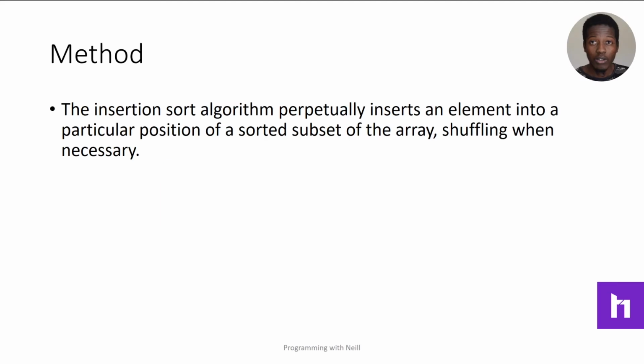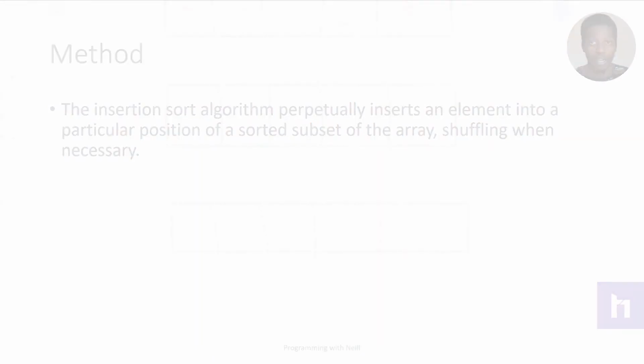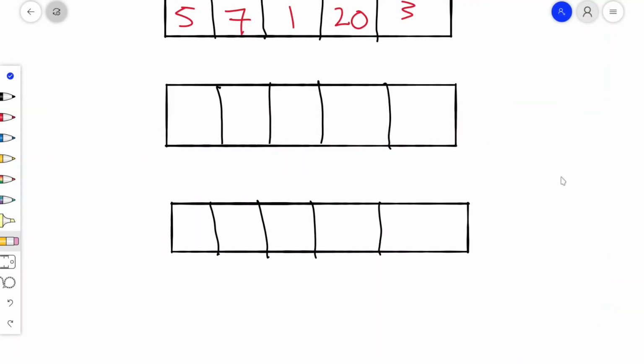The insertion sort algorithm sorts an array by inserting an element in a particular position in a sorted subset of the array. Now, let me give you a logical overview of how the insertion sort works. Here, we have an array with the elements 5, 7, 1, 20, and 3. And we want to use the insertion sort to sort this array out.